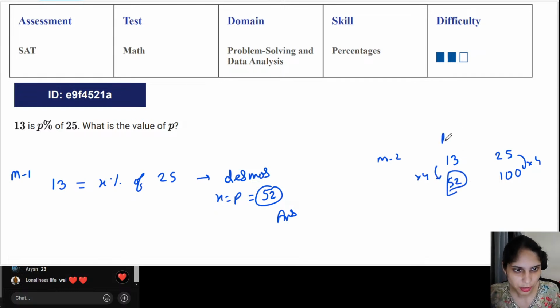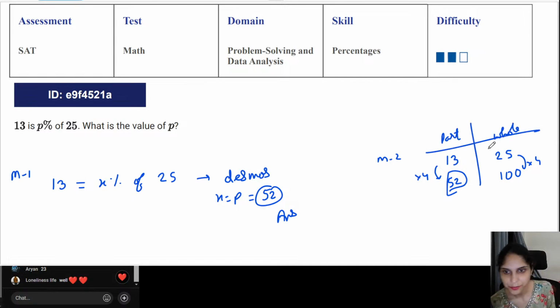Answer is going to be 52. Okay? But you can also directly put the equation in Desmos. But my job is also to teach you the mental math.